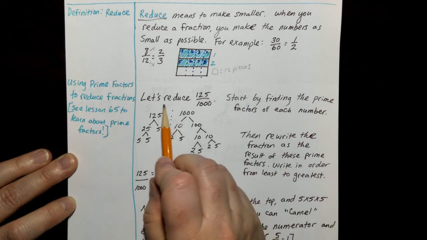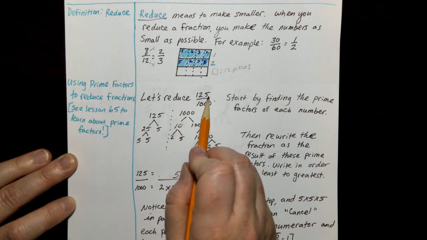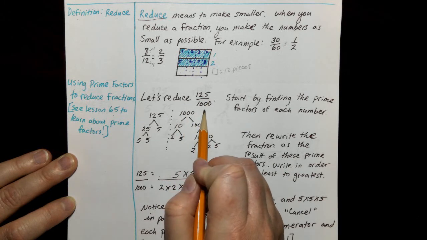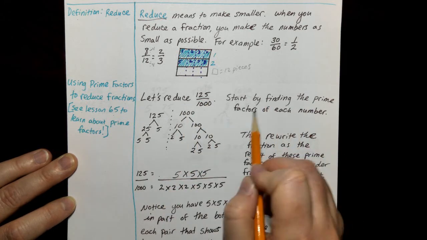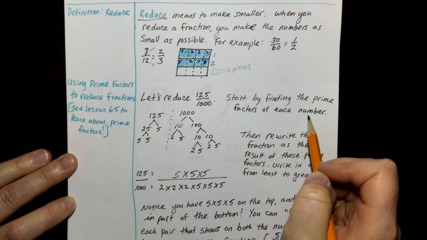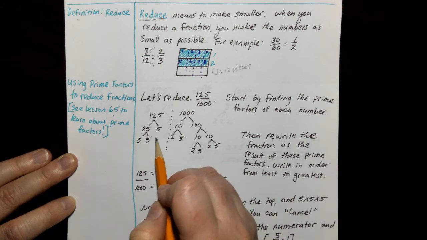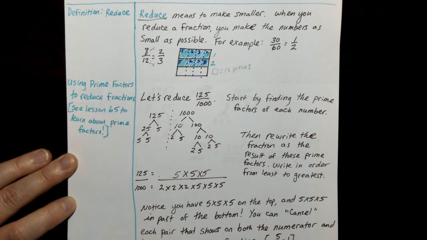Alright, so we're going to reduce 125 over 1,000. We're going to start by finding the prime factors of each number. You have 2 options to do this. You can do your factor tree, or you can divide by primes. My favorite is the factor tree, so that's how I'm showing you how to do it.